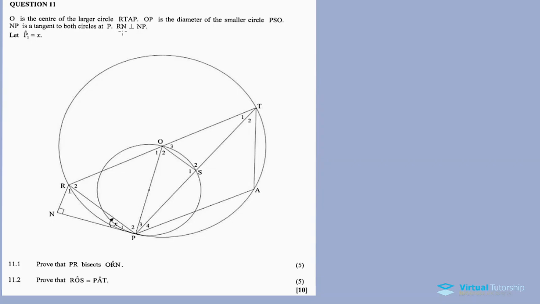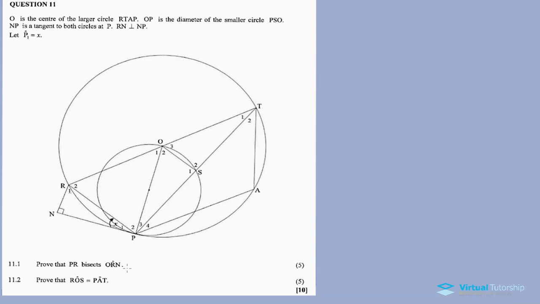And then RN is perpendicular to NP. Let P1 be equal to X. So whatever angle we calculate in this problem, we need to express it in terms of X. That's the whole idea. In most cases you are given an actual value in degrees, but this time it is in terms of X. So 11.1: prove that PR bisects ORN.